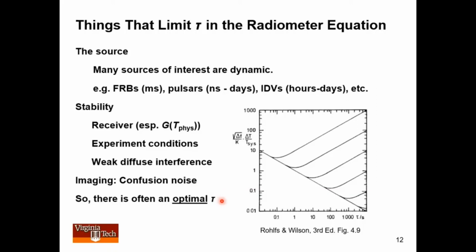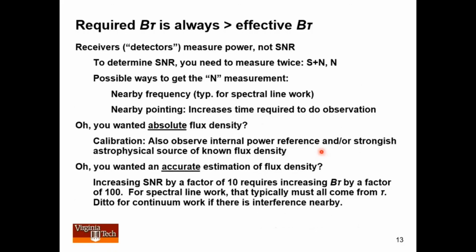The key point here is there's often an optimal integration time, and it's often shorter than what you'd want for the sensitivity that you think you'd have or deserve. And the optimal integration time is, of course, where this curve takes off. So that's the story there. As a result, the required b tau, the required sensitivity that's contributed by the technique of observing, is always greater than the effective b tau.